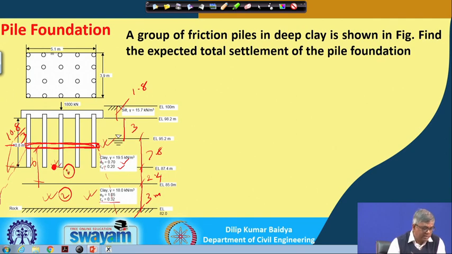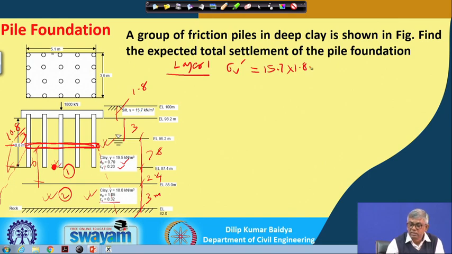So, when I calculate layer 1, I have shown the position of the equivalent raft, and based on that, for layer 1, you will be having sigma v dash equal to 15.7 multiplied by 1.8, that means the weight of this layer, plus this entire zone, since it is above water table. Unit weight of sand is not given, unit weight of clay is not given, I will take the same value. So, 19.5 multiplied by 3. So, this is 19.5 this depth, and then up to water table is 7.8 meter.